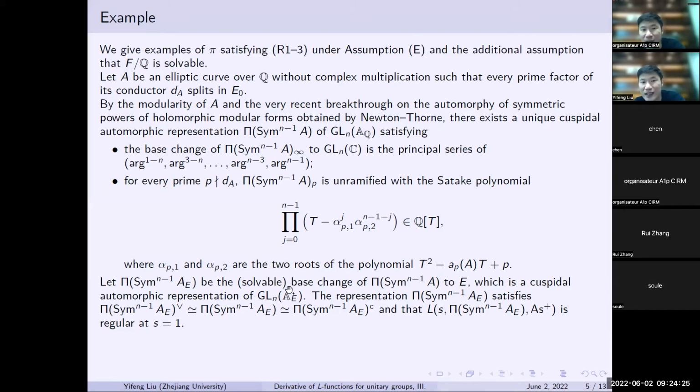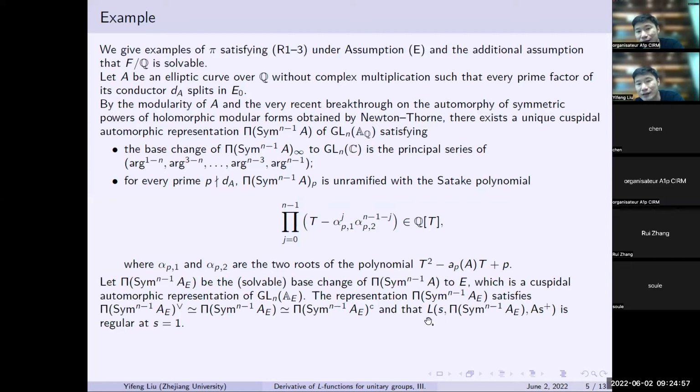Okay, so by construction, this representation pi_{n-1} sim A_E satisfies the following condition. The dual, the contragradient of this representation, is isomorphic to itself, which is also isomorphic to the complex twist. This c is the twist by the Galois involution of E over F of this representation. And moreover, this Rankin-Selberg L-function is regular at 1.